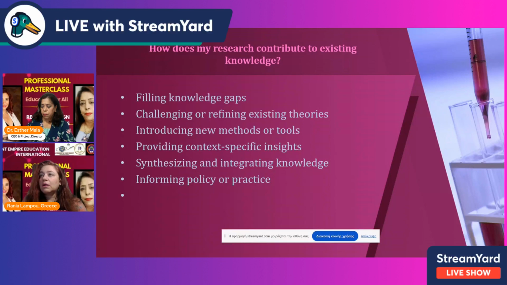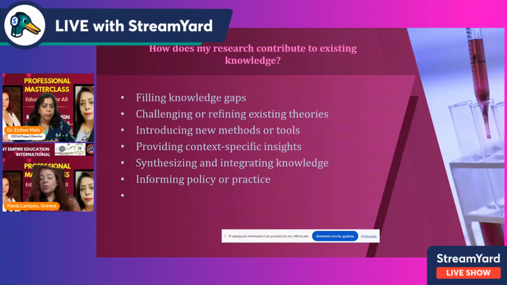So it applies innovative technologies or analytical approaches to an established problem. What else? Providing context-specific insights. This means that our research maybe offers localized or sector-specific evidence that complements general findings. Synthesizing integrated knowledge. Maybe we combine data or disciplines or perspectives to create a more comprehensive understanding, for example, linking economic, social, and environmental indicators to assess sustainable development holistically.